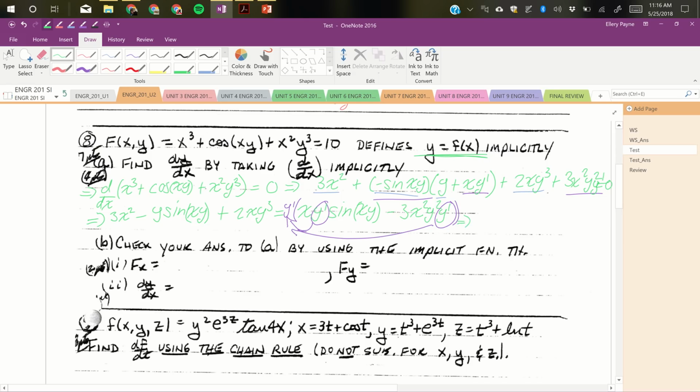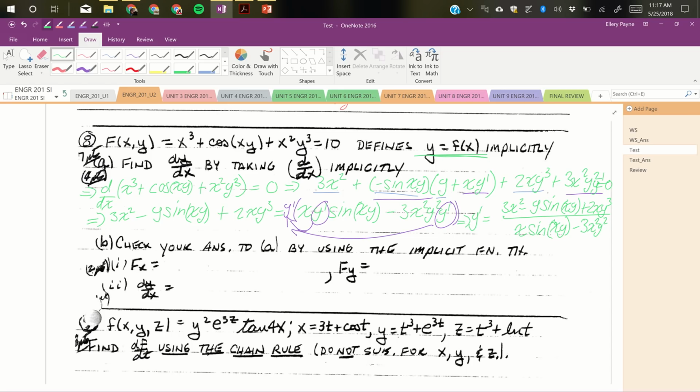So now I have y prime times the rest of this, and I divide over what's left. I'm doing this for the sake of space, so that implies y prime equals 3x squared minus y sine xy plus 2xy cubed, all over what we have on the right side, which is x sine xy minus 3x squared y squared. So that's what y prime is, or dy dx, however you want to define it.